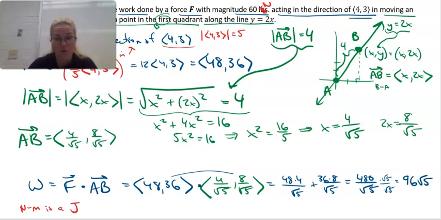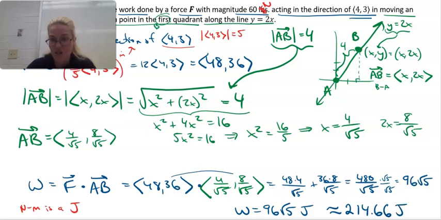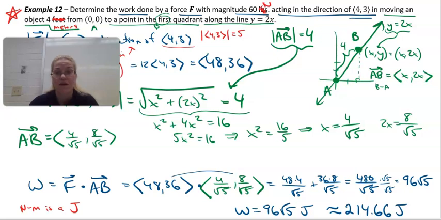And so, what's my work? My work exactly is 96 times the square root of 5 joules, or approximately, when you punch that into your calculator, 214.66 joules, because I switched my units from pounds and feet to newtons and meters, and a newton meter is a joule.